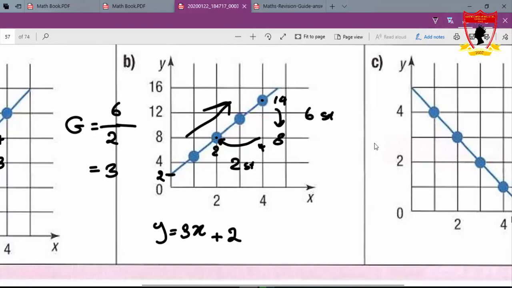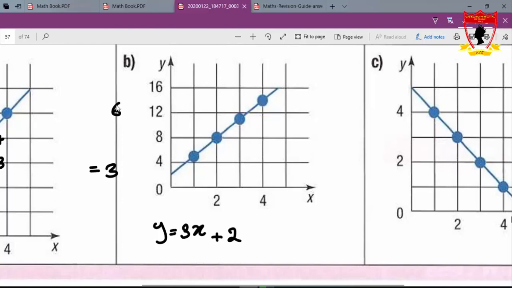Is there another way to calculate gradient? Yes, there is, but if you are happy with this way, it's better to control only one way to work out gradient. And be fast, be good with the way you prefer.